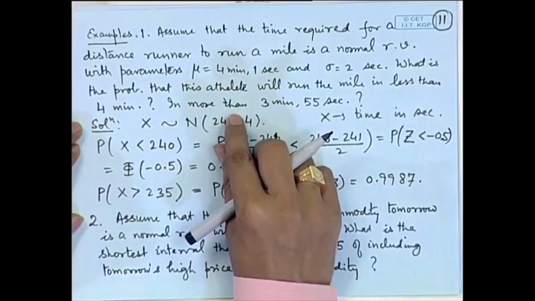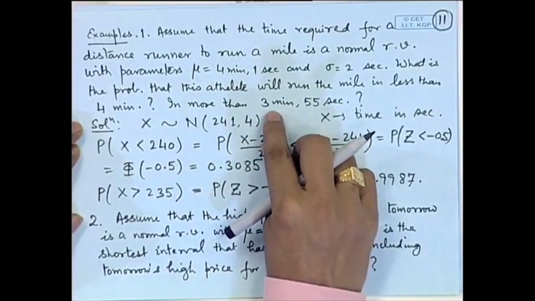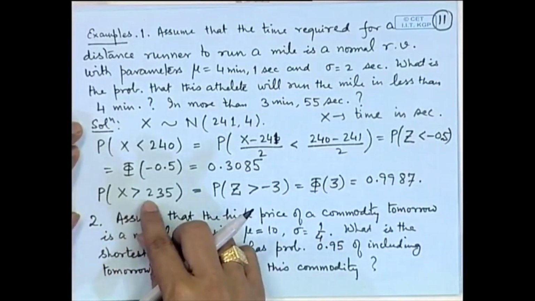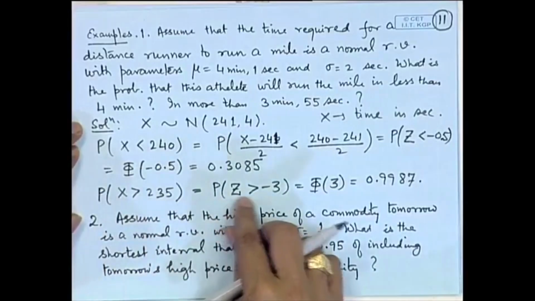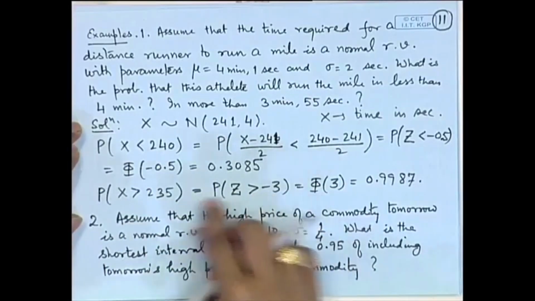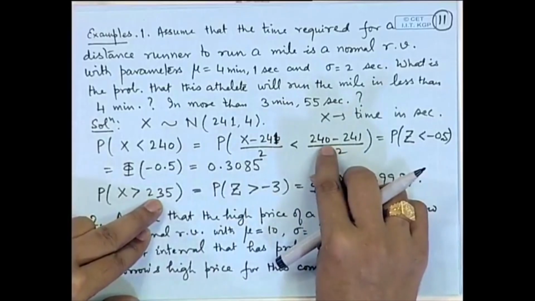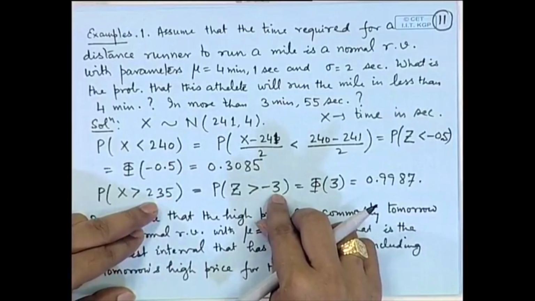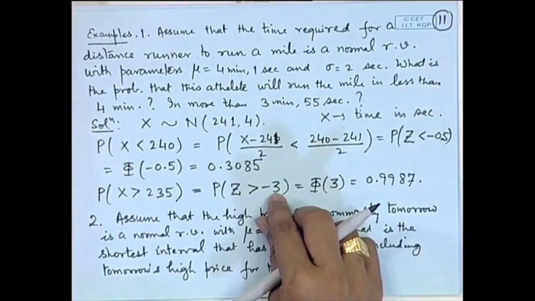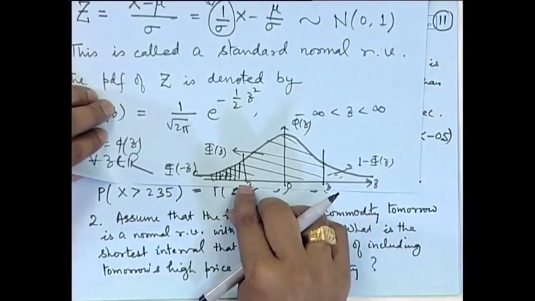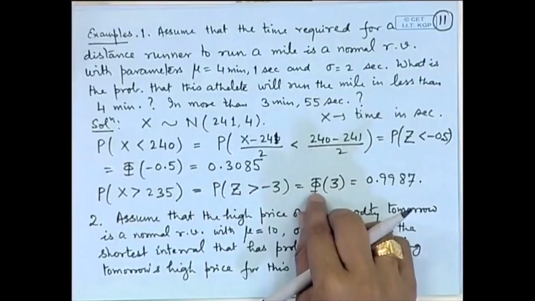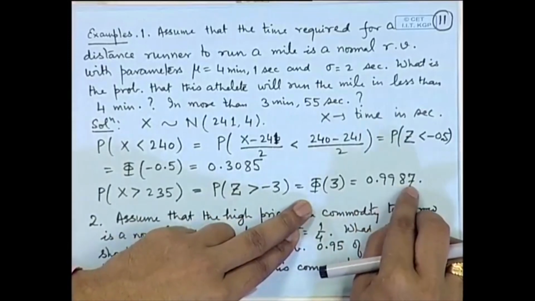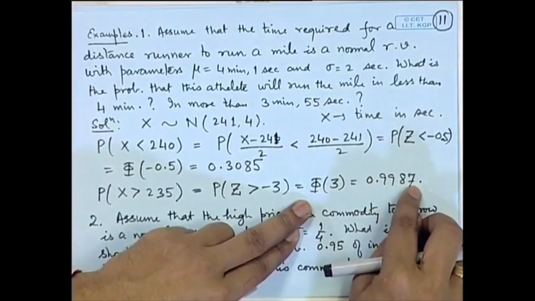Similarly, if we want to calculate the probability that he will run in more than 3 minutes 55 seconds, then probability x greater than 235, that is, if we put 235 minus 241 divided by 2, it becomes probability z greater than minus 3. So, if we look at the shape of the distribution, minus 3 suppose here, then 3 is here. So, this is equivalent to phi of 3, which is 0.9987, which is extremely high probability.